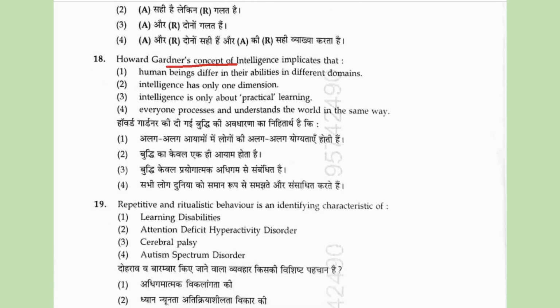Howard Gardner's concept of intelligence implicates that intelligence has only one dimension. No, only about practical learning. Everyone processes and understands the world in the same way. So the correct answer is human beings differ in their abilities in different domains.